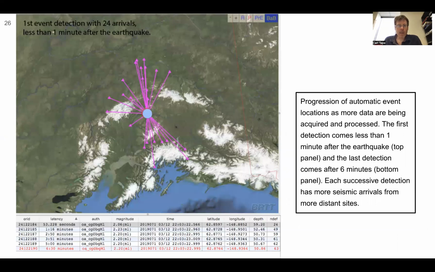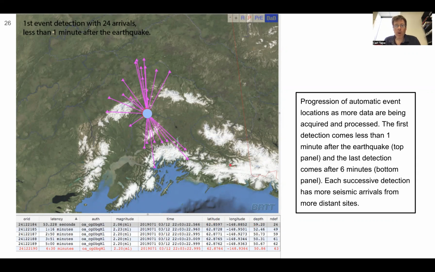Here's an example of the kind of visual graphics that analysts see and how the computer is working as information comes in. Here's less than 1 minute after this earthquake in 2019. This is showing just an example of how many stations are available, 24 different arrivals, less than 1 minute after the earthquake. The computer has a pretty good idea of where this earthquake is: 62.8597 latitude, minus 148.8852 longitude, depth of 59 kilometers, most likely in the downgoing subducting Pacific plate here.